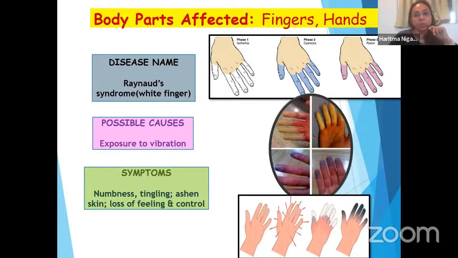The next phase is cyanosis, in which there is dilation of the capillaries and venules, but they are filled with deoxygenated blood. And the third phase is rebirth, in which the deoxygenated blood is replaced by oxygenated blood, as a result of which we get these three colors in our finger: white, blue, and pink.